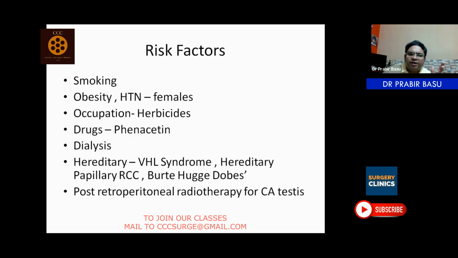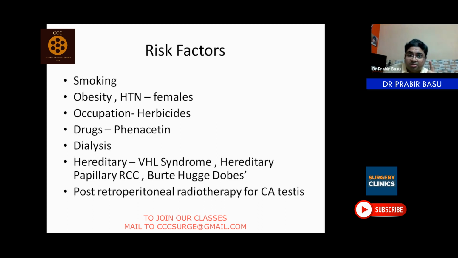So next we come to the risk factors. Talked about smoking, obesity, hypertension, specifically in females. Females have a low risk. It's about 2 to 3:1. Some risk is there. Occupation, the person is working in the agriculture industry. Herbicides are found to be a risk factor. Penicillin abuse, historical aspect. Patients on dialysis, very important.